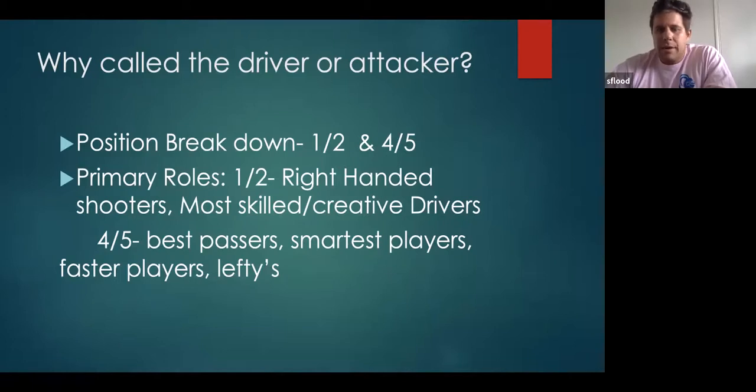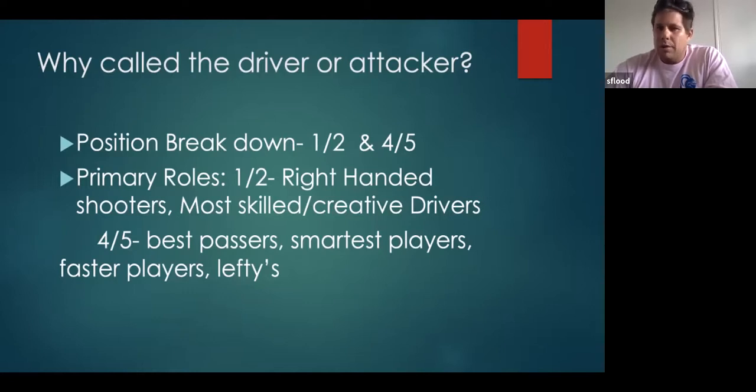For positional breakdown, I usually break down my drivers and attackers into 1-2 side attackers and 4 or 5 side attackers. 3 is a completely different animal in terms of center defense, and then center is a completely different thing altogether. The primary roles for your 1-2 side guys are usually your right-handed attackers and shooters. Your best shooters are going to be at your 1 and 2. Probably your best shooter in the pool is usually at 2. You probably saw Tony Acevedo sit at 2 all the time.